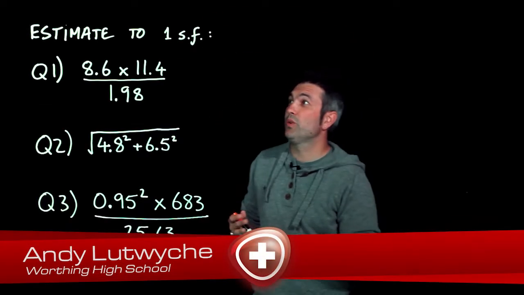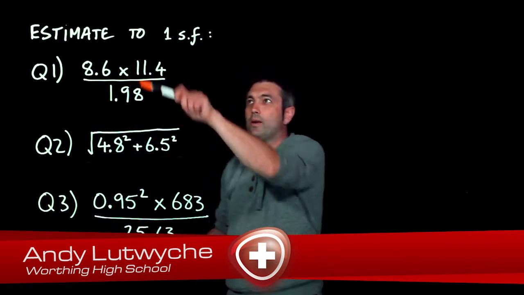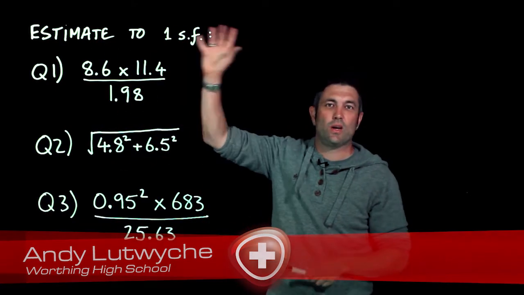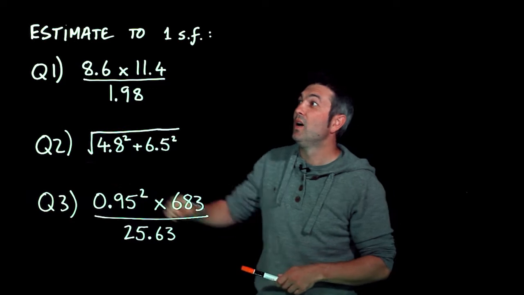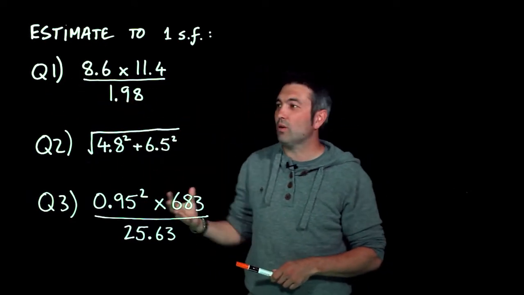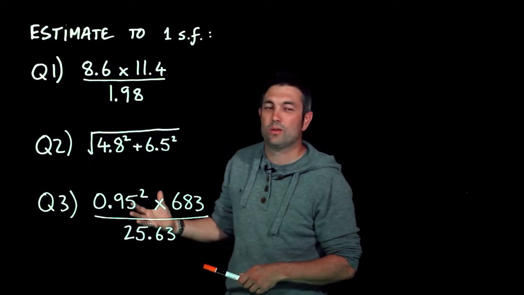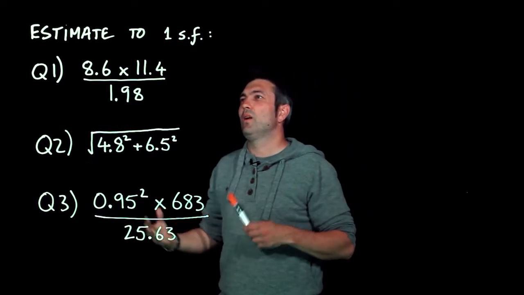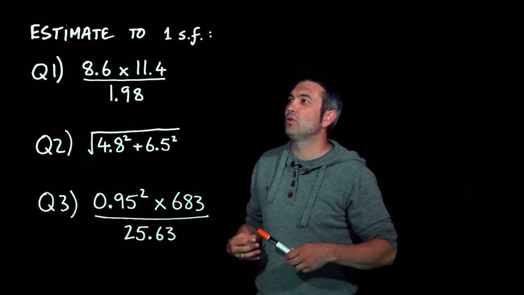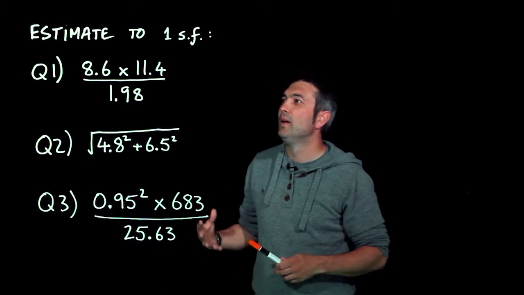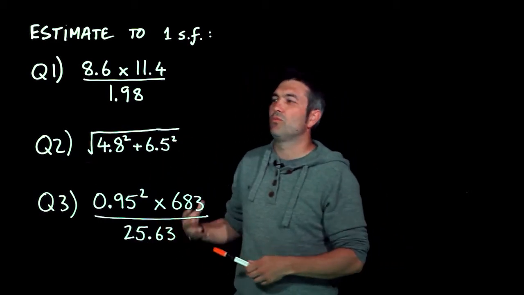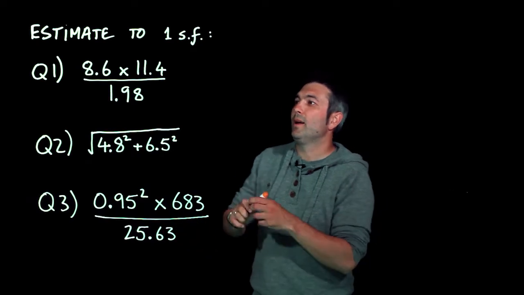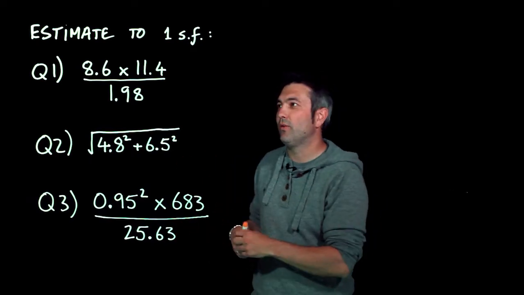Now, in these questions, we've been asked to estimate these three calculations to one significant figure, so the answer needs to be one significant figure. And estimate means we're going to try and avoid using a calculator, something we can do in our head. Remember, there's no real right or wrong answers here, as long as you round sensibly, okay? So we're using numbers that round nicely and work nicely so we can do everything in our head.